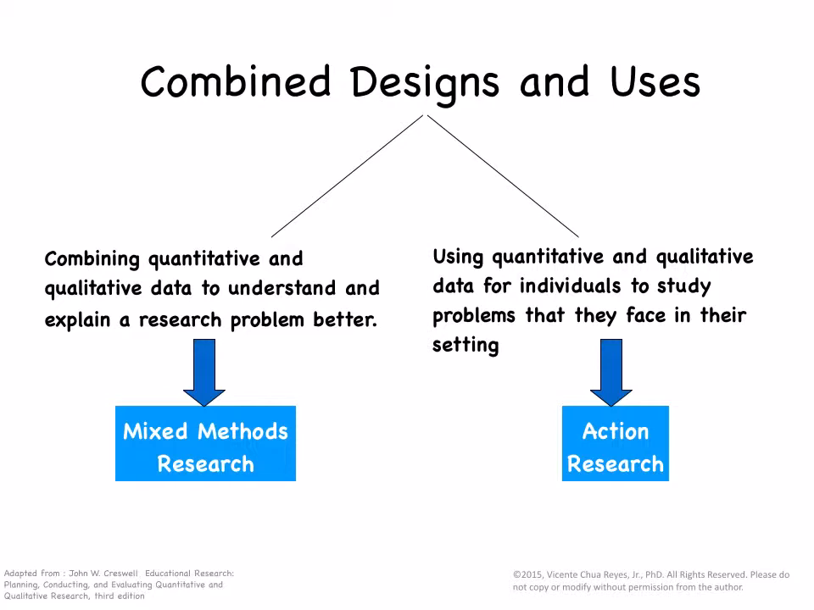In an earlier slide, I also mentioned combining quantitative and qualitative research. And in this particular graphic, we will be looking at the uses of these combined designs. I gave two examples. One would be mixed methods research, and the other one was action research. Mixed methods research combines quantitative and qualitative data to understand and explain a research problem better.